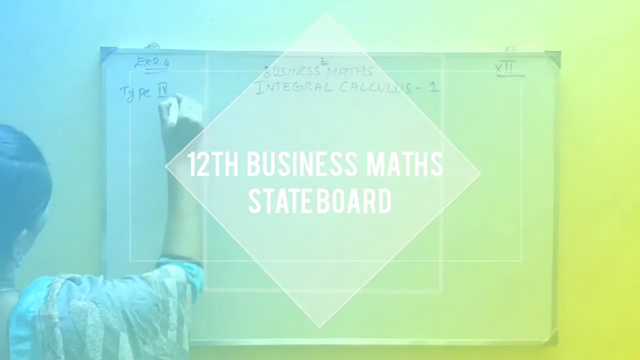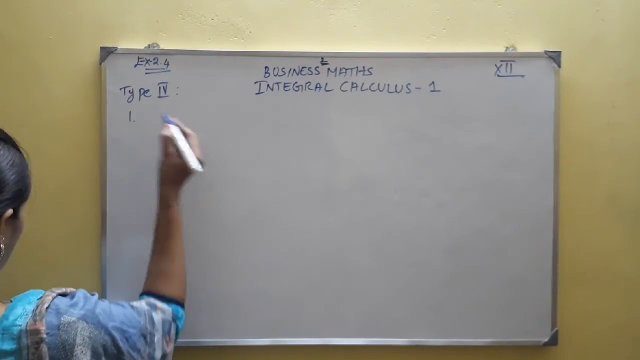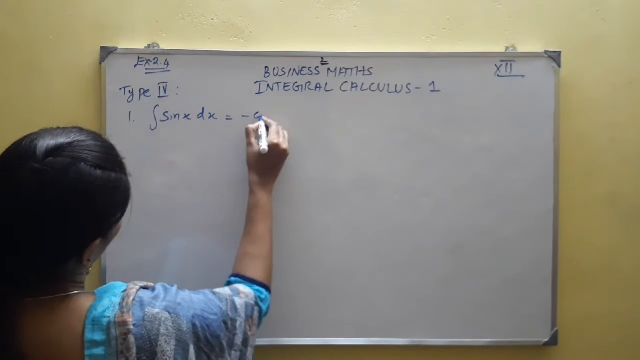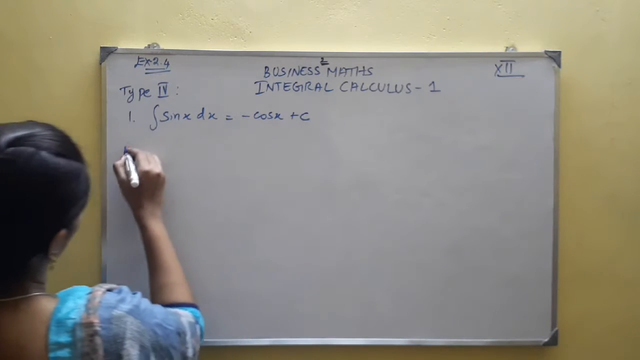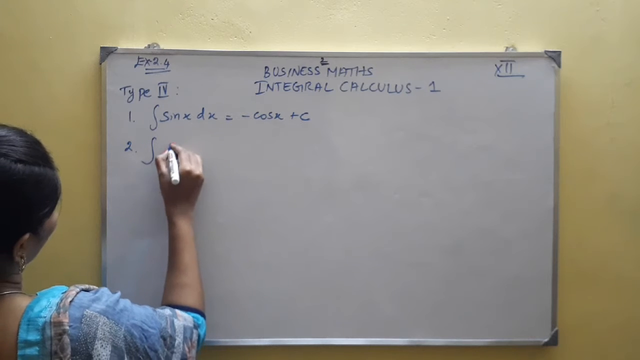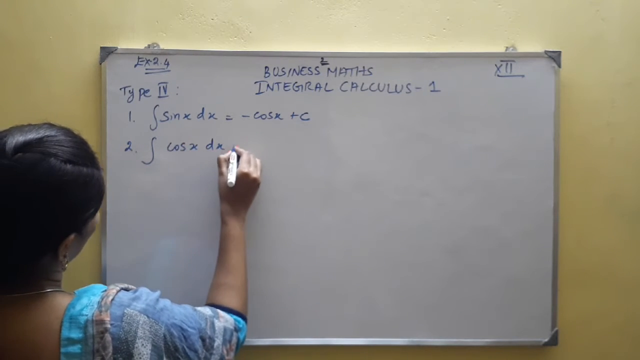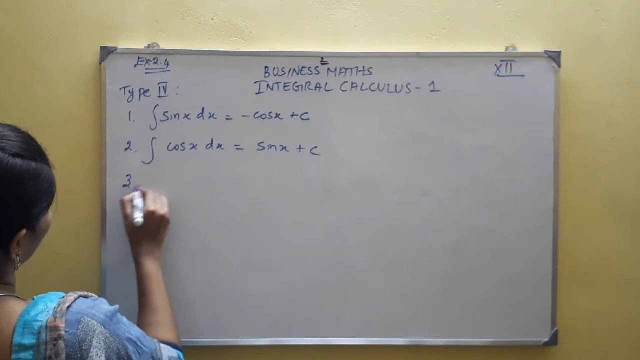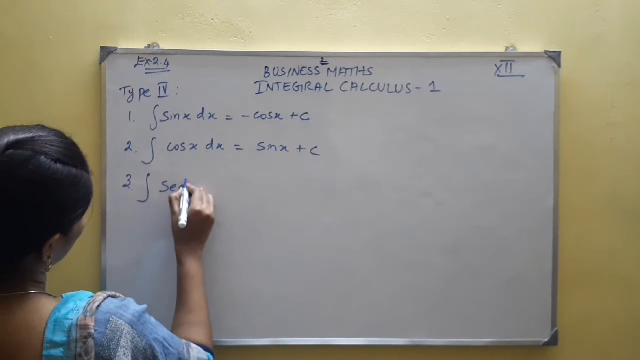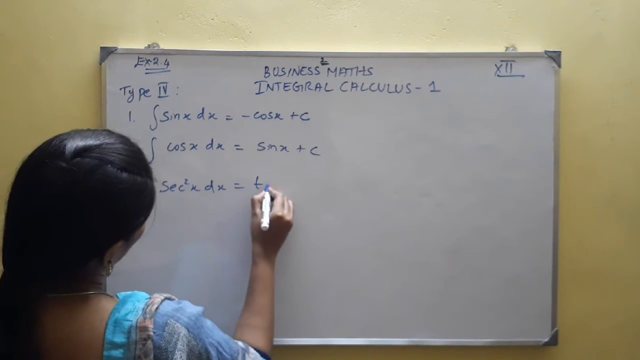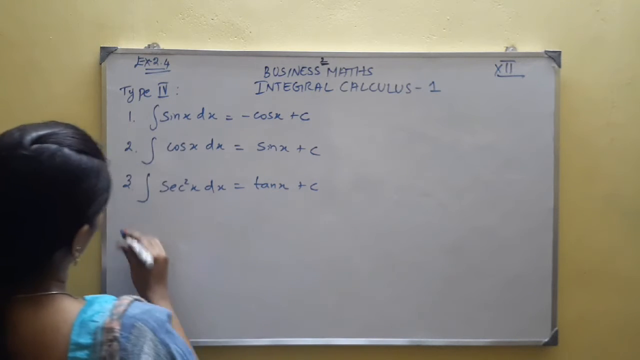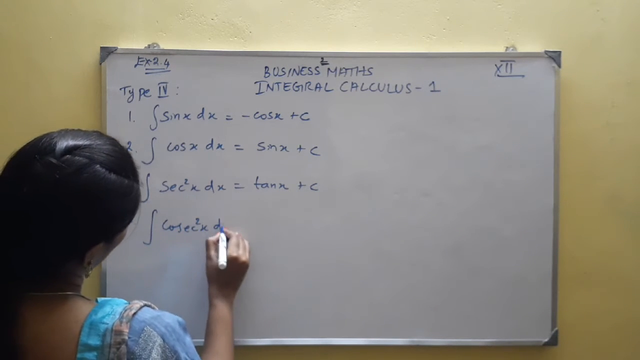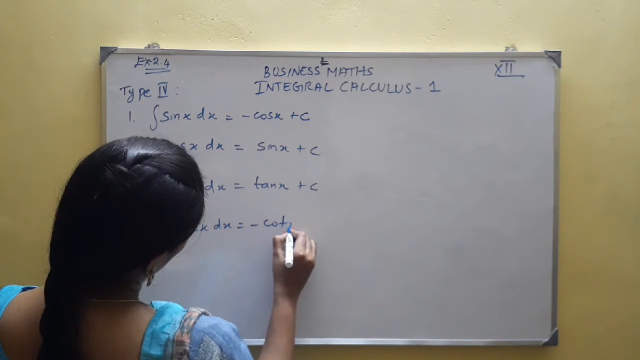Type 4 category formulas. 1. Integral sin x dx is minus cos x plus c. Integral cos x dx is sin x plus c. Integral secant square x dx is tan x plus c. And integral cosecant square x dx is equal to minus cot x plus c.